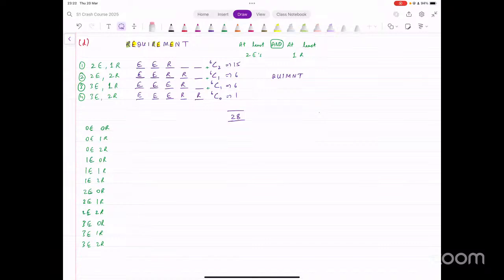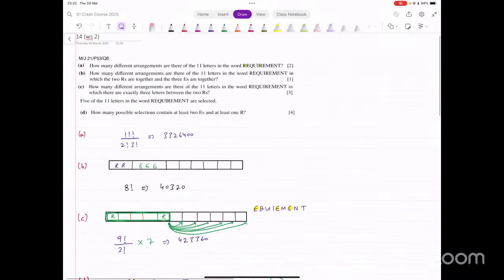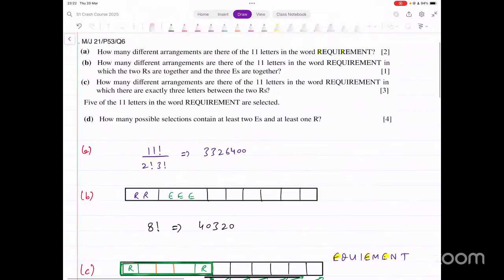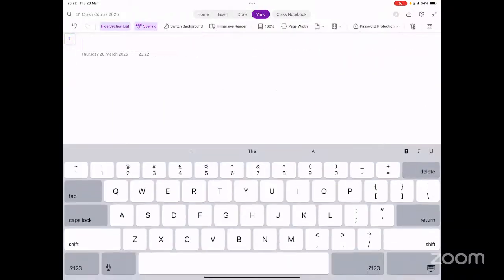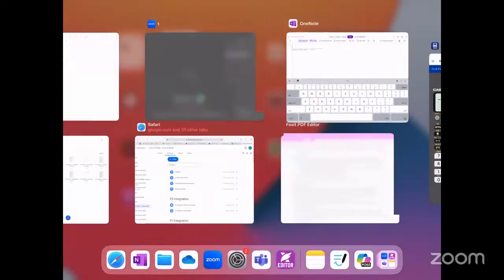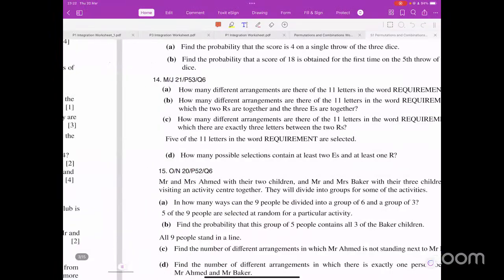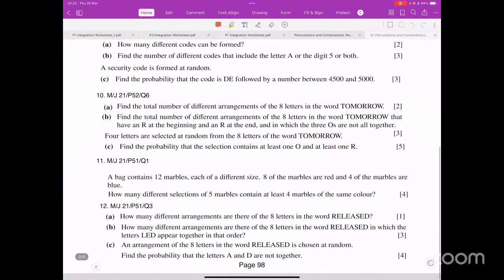All right, okay. So that was part D of this. Let's move on to the next one now. This was question number 14. Let's look at question number 10 now. Question number 10. Let's try this.